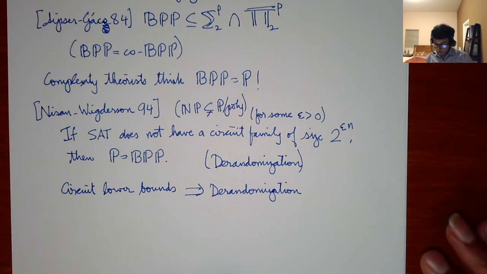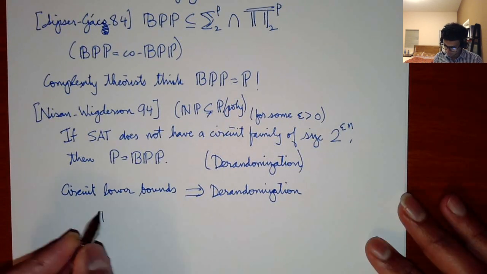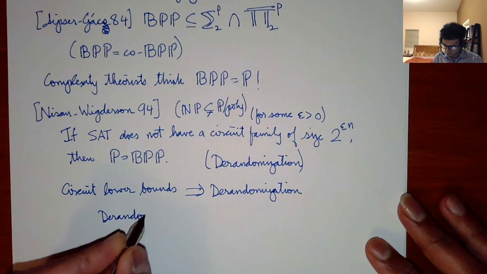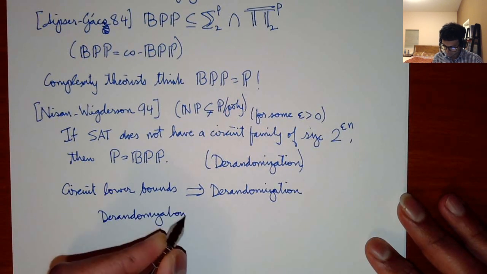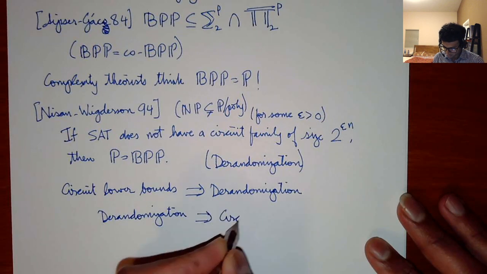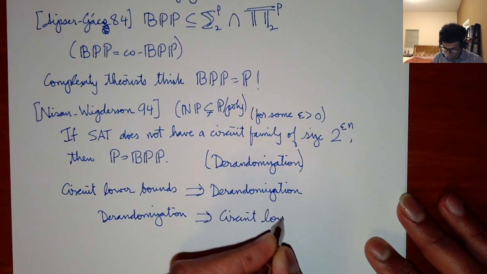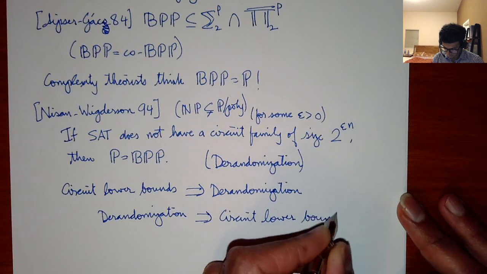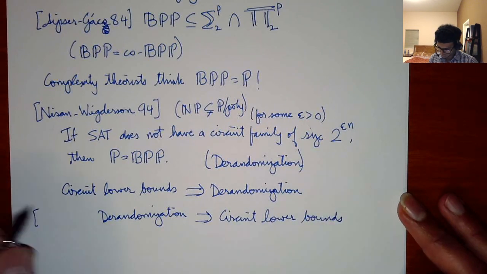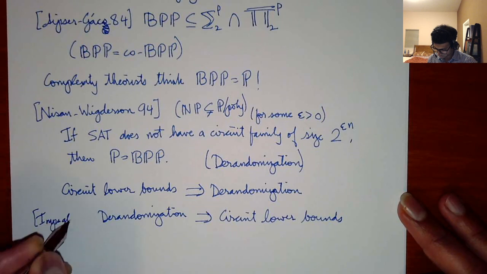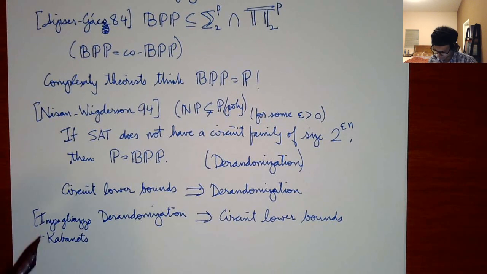There is a series of work which does the opposite, which remarkably says that if you de-randomize, that implies circuit lower bounds. So this is Impagliazzo and Kabanets, is one example of this, and this I believe is maybe it's like 04 or 05, and then there have been more results along these lines.